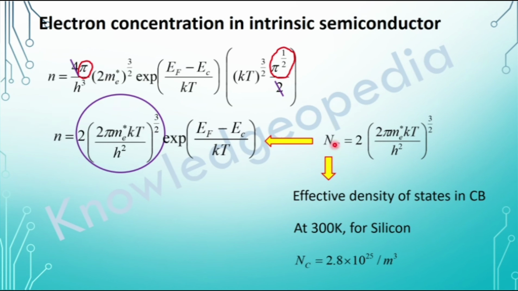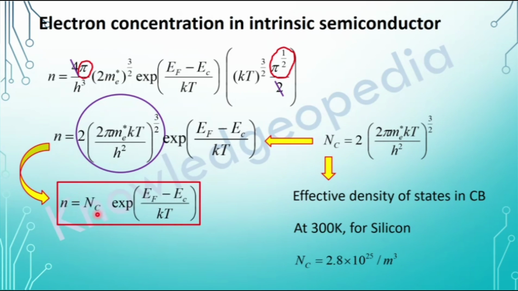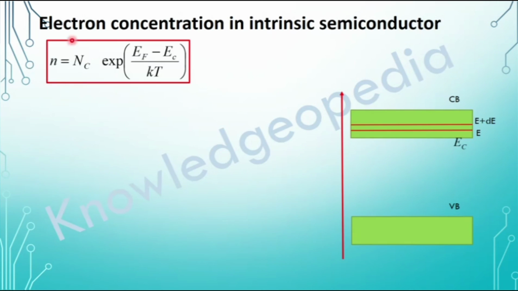Now if we use this approximation over here, then n can be written as Nc exponential of (EF minus EC) by kT, where Nc is the effective density of states in the conduction band. So this small n is the number of electrons per unit volume, which is nothing but our electron concentration. This is the final expression for electron concentration in an intrinsic semiconductor.